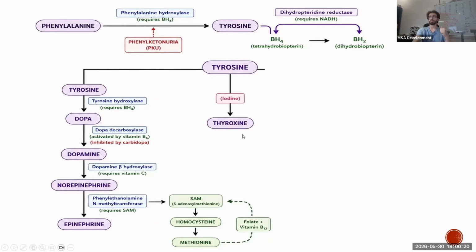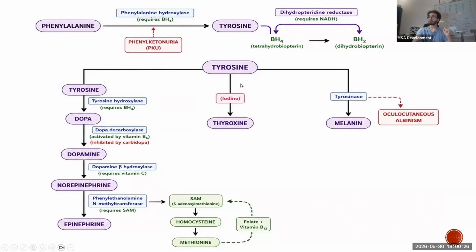Now, tyrosine can also become thyroxine. Tyrosine, thyroxine, they rhyme. How does this happen? We need iodine. That's all I want you to know. Last but not least, tyrosine through the enzyme tyrosinase can become melanin. You know, melanin pigment gives the dark pigmentation of the skin. Now, if someone has a tyrosinase deficiency, it means that the tyrosine can't become melanin. So this person will not have melanin. What does this mean? It means that this patient will have a disease called oculocutaneous albinism. Okay?